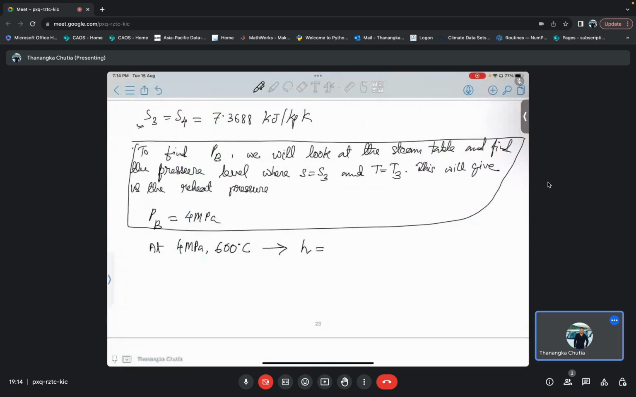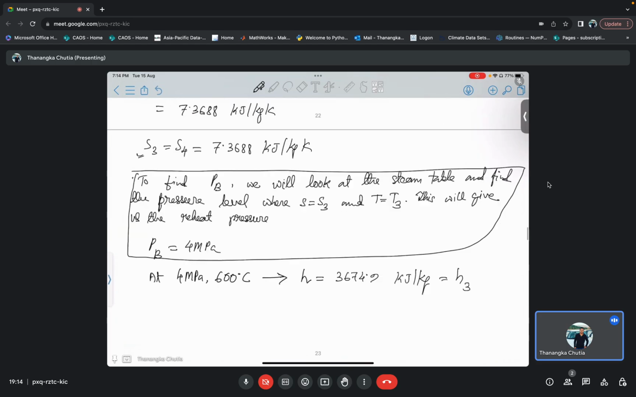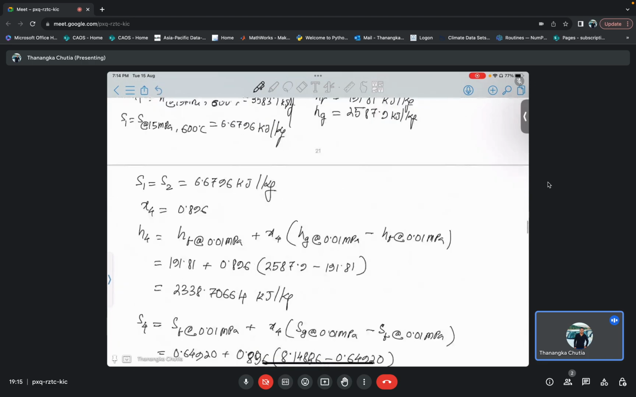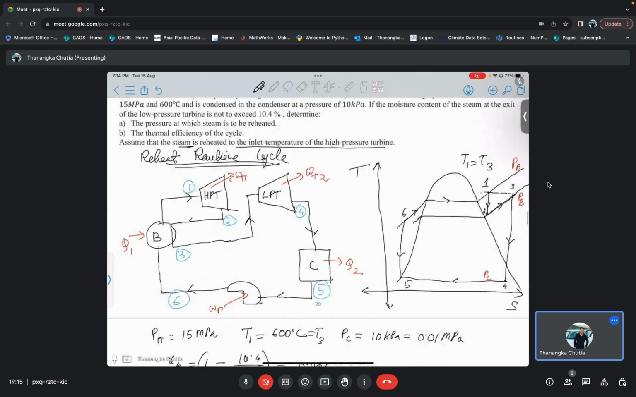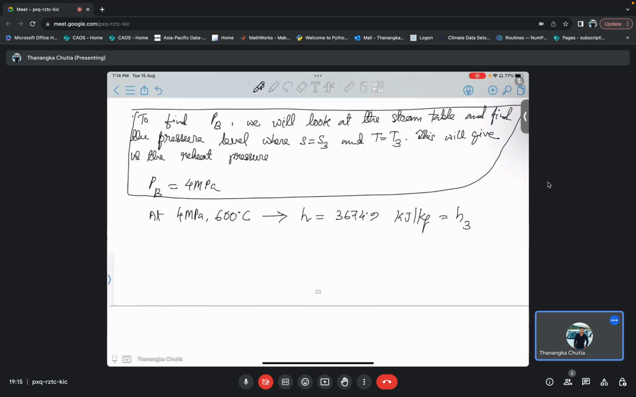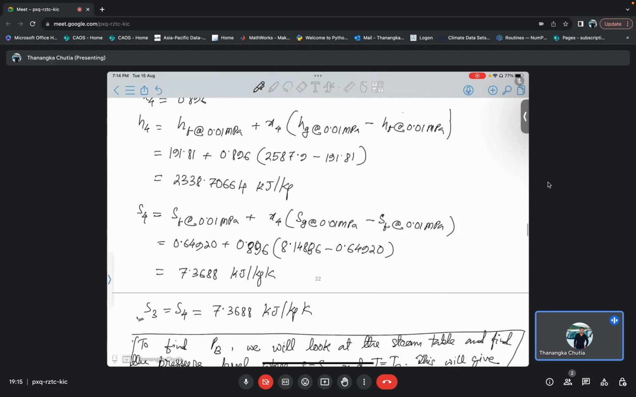Okay, so it is 3674.9 kilojoule per kg, which equals your H3. Now what is required for us? The pressure at which the steam is to be reheated, this equals 4 megapascal, we have found out. And then the thermal efficiency of the cycle. For the thermal efficiency, again let us find all other things.